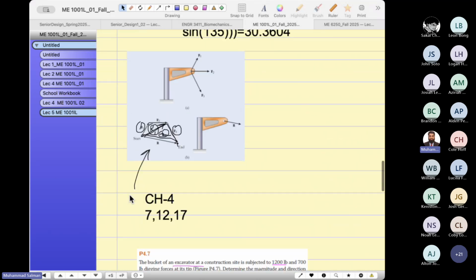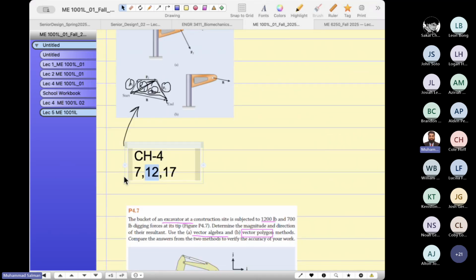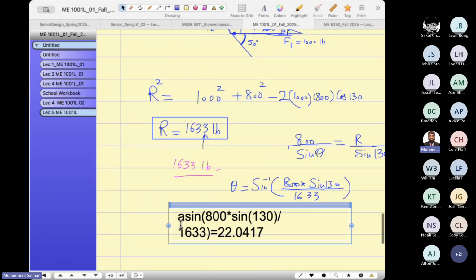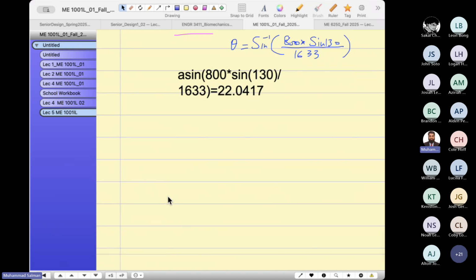My next question is question number 12. In order to solve question number 12, I need to give you some theory. William, you are expected to memorize these formulas. You don't have to memorize them, you can write them down on your cheat sheet. Before we solve question number 12, I need to give you some theory.